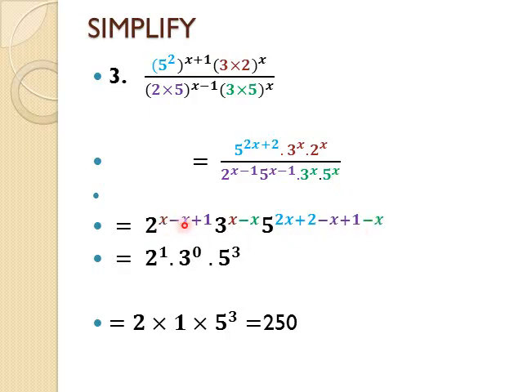So x minus x cancels, so I have 2 to the power 0. x minus x gives me 3 to the power 0. 2x minus x, all the x's cancel. 2 plus 1 gives me 3. So I have 2 times 1 times 5 cubed, which is 125. So 125 times 2 would give me 250.